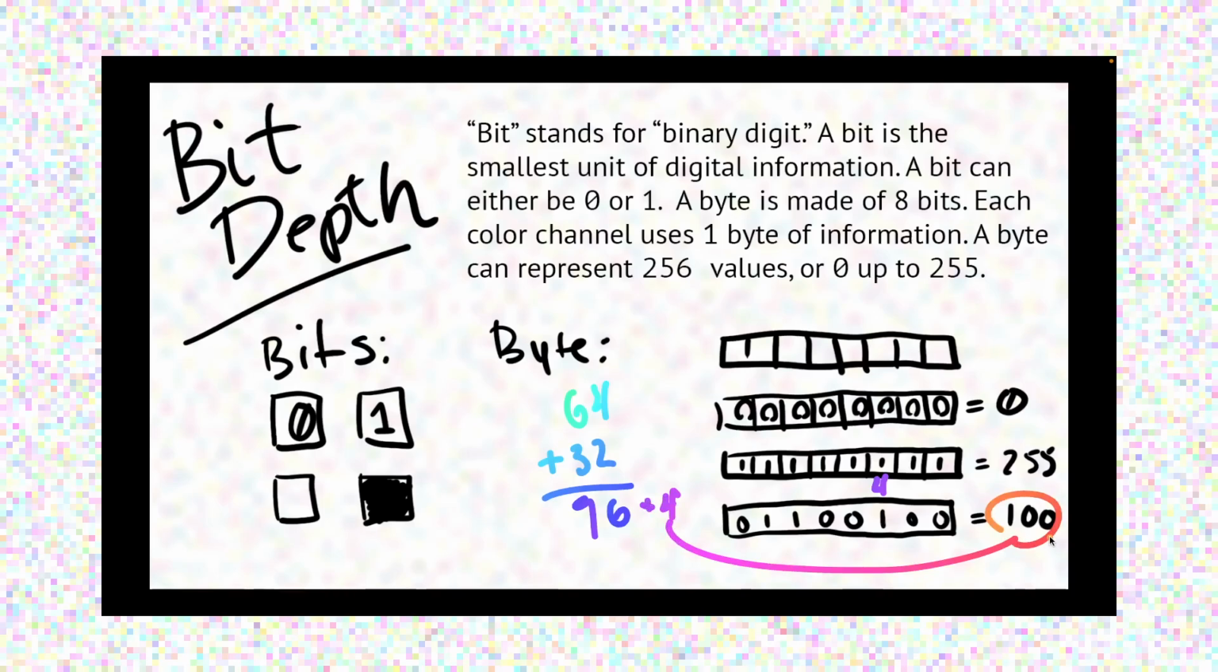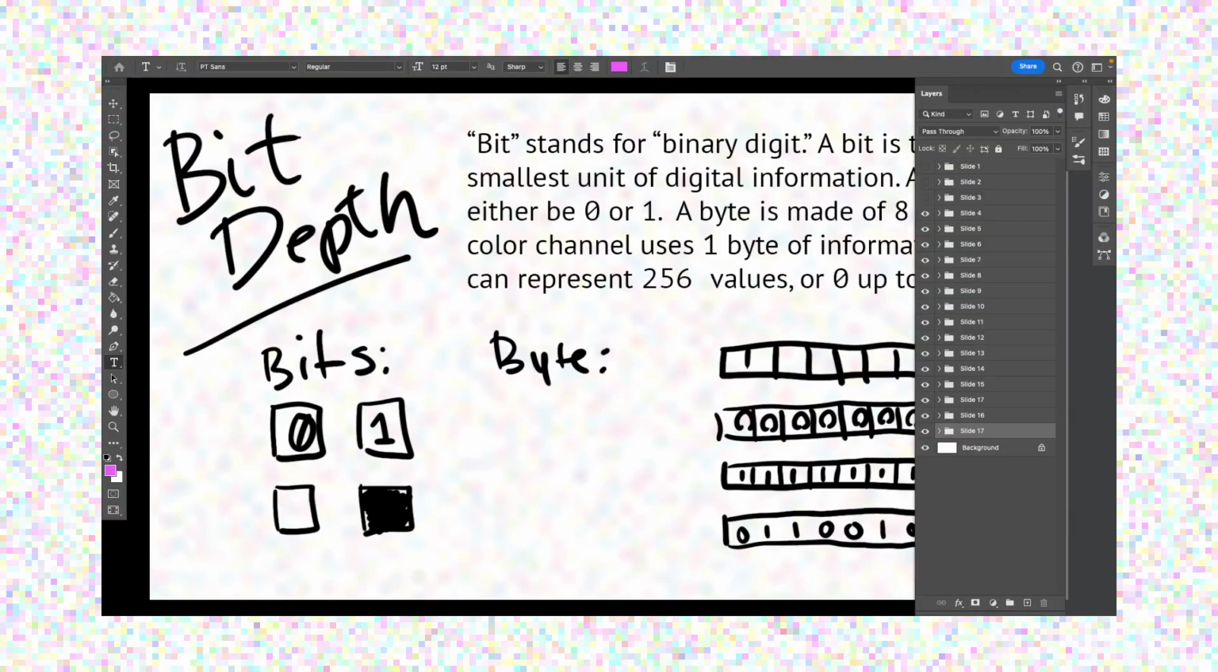So again, we're not going to be really thinking about this all the time, but I think it's just worth giving a little bit of explanation of why we see certain numbers when we're doing digital imaging. Okay, let's keep going.